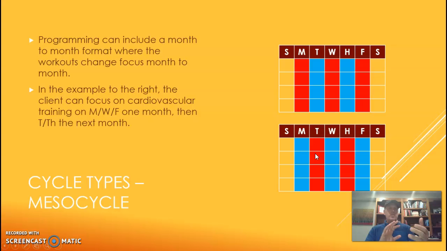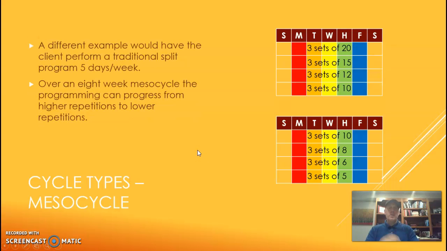So it's a real easy way to change your programming format from month to month, if you look at it in terms of Monday, Wednesday, Friday versus Tuesday, Thursday. You can flip-flop the focus, seeing the emphasis from a Monday over here from month to month. Real easy. So here's another example of a different way to change cycle types around.